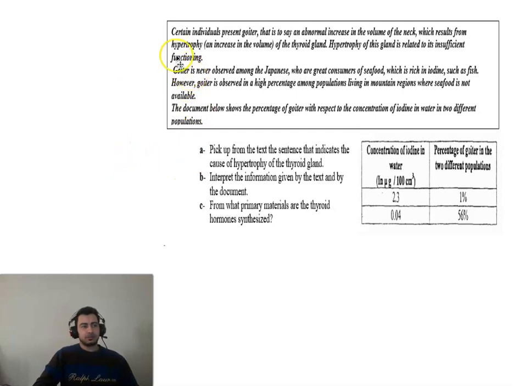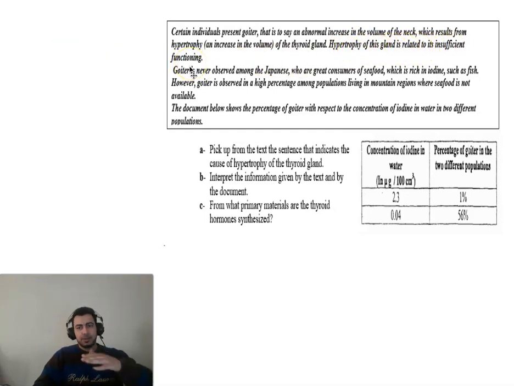In this question I'm going to read. Certain individuals present goiter. You know, goiter is a disease leading to the swelling of this area. That's to say an abnormal increase in the volume of the neck, which results from hypertrophy. Hyper means increase in the volume of the thyroid gland. Hypertrophy of this gland is related to its insufficient functioning.